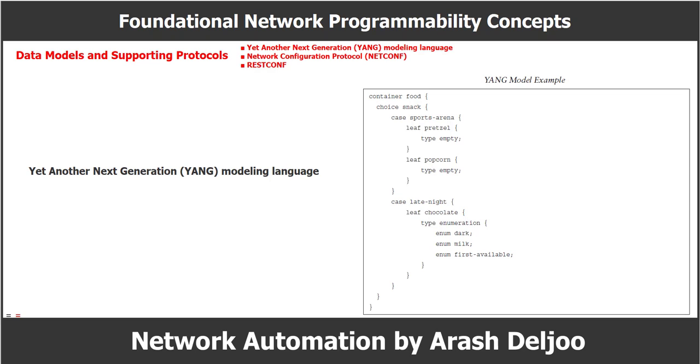The output in this example can be read as follows. There is food. Of that food, there is a choice of snacks. The snack choices are pretzels and popcorn. If it is late at night, the snack choices are two different types of chocolate. A choice must be made to have milk chocolate or dark chocolate. And if the consumer is in a hurry and does not want to wait, the consumer can have the first available chocolate, whether it is milk chocolate or dark chocolate.